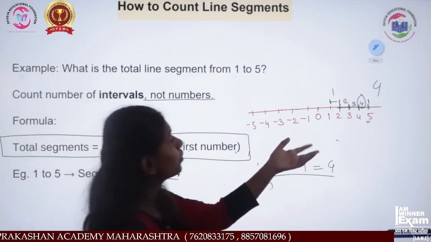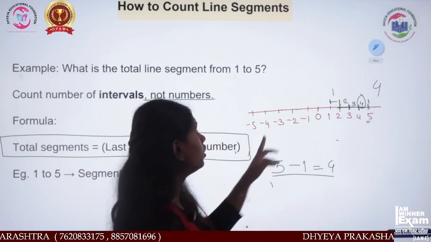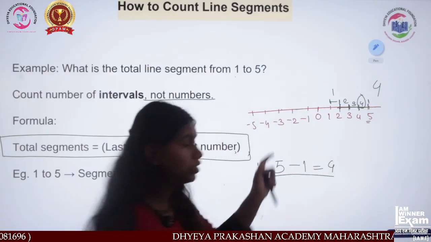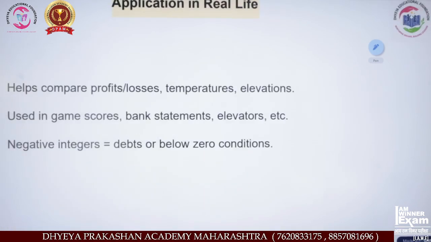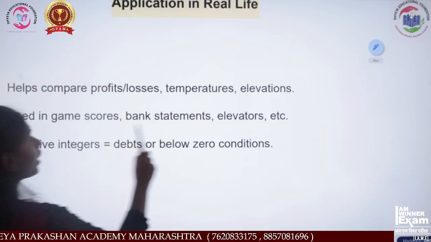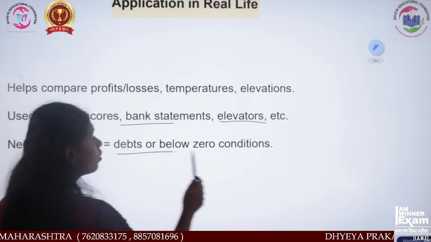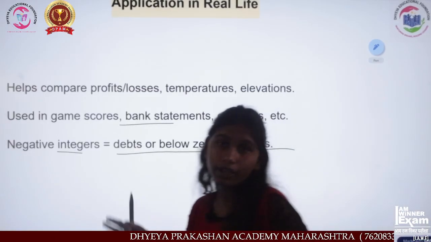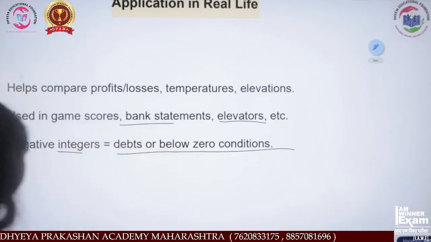And in the thermometer also, if the temperature moves to the left, it will be cold, and if the temperature increases to the right, what does it mean? It is a hot temperature. Like this only. Then game score, bank statement and elevators use the same negative integers for debts or below zero conditions. So these are the real-time applications, where we use this number line in our day-to-day life. Okay. Then next.